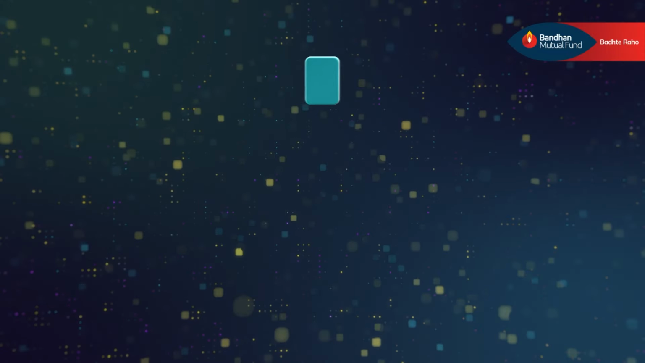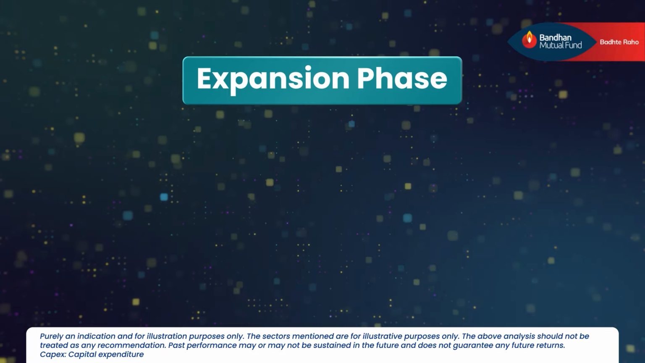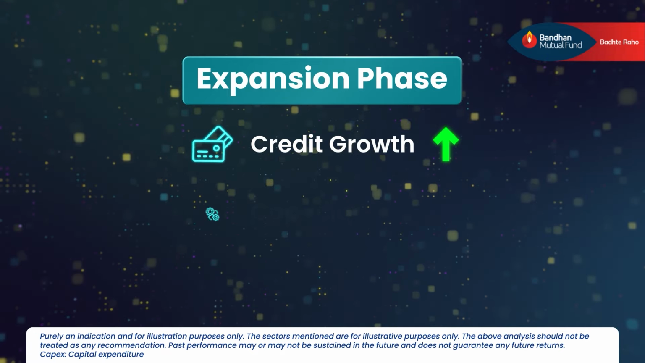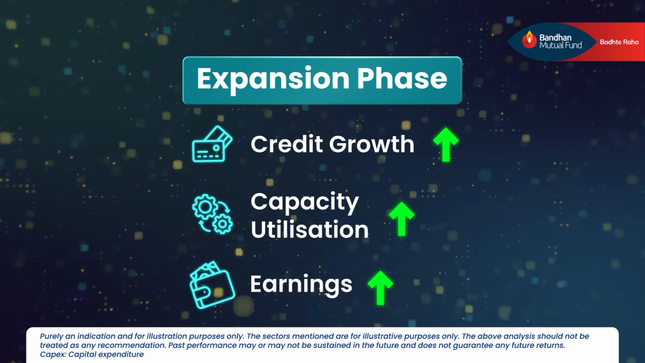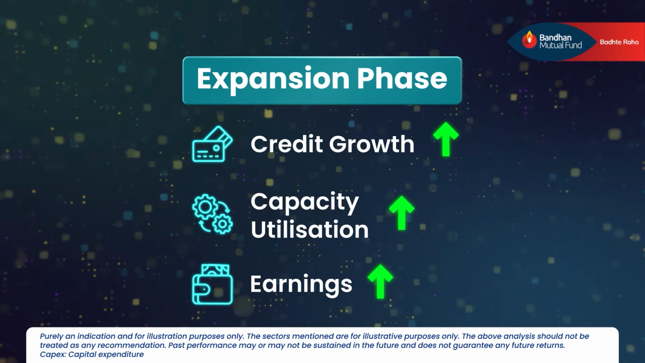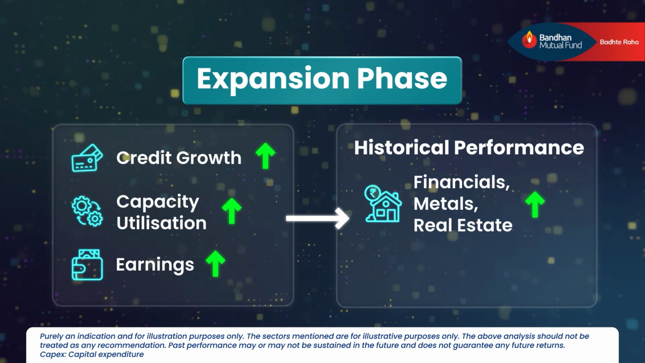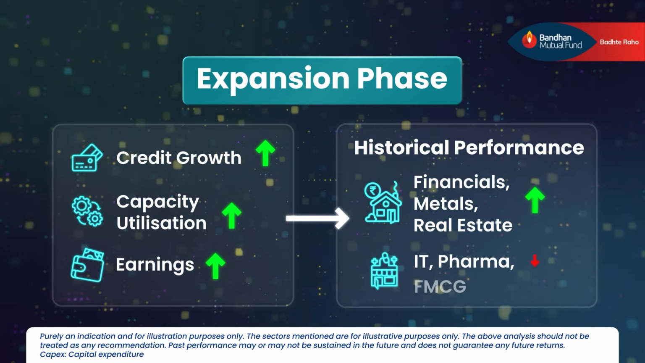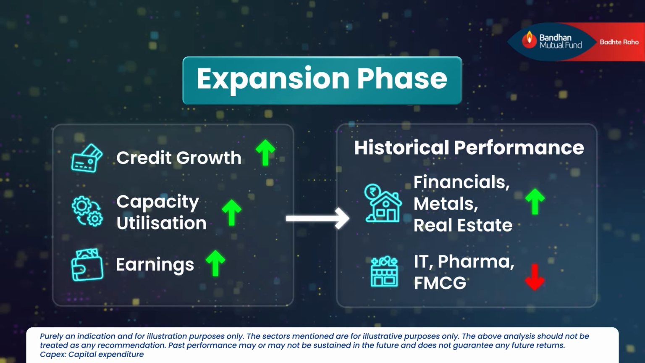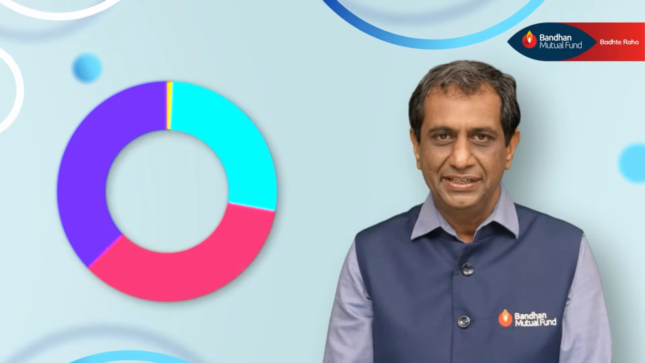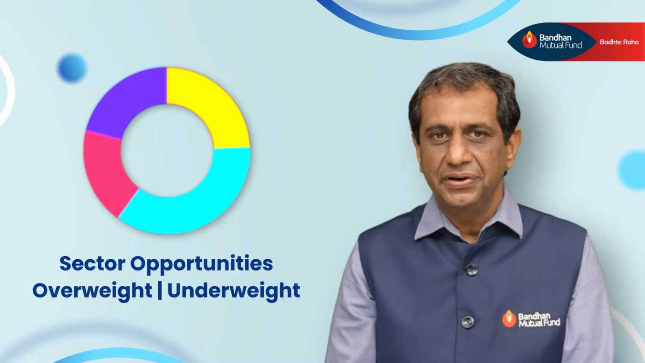For example, when the economy is in expansion phase, the activity is rebounding, credit growth is on the rise, capacity utilization and earnings of companies starts increasing. Interest rates are low and more people are getting jobs. During this phase, sectors like financials, metals, real estate may do well. On the other hand, sectors like IT, pharmaceuticals, FMCG, etc. may not do well. Each sector may behave differently in each year. Thus, winners and losers may keep changing across different cycles.